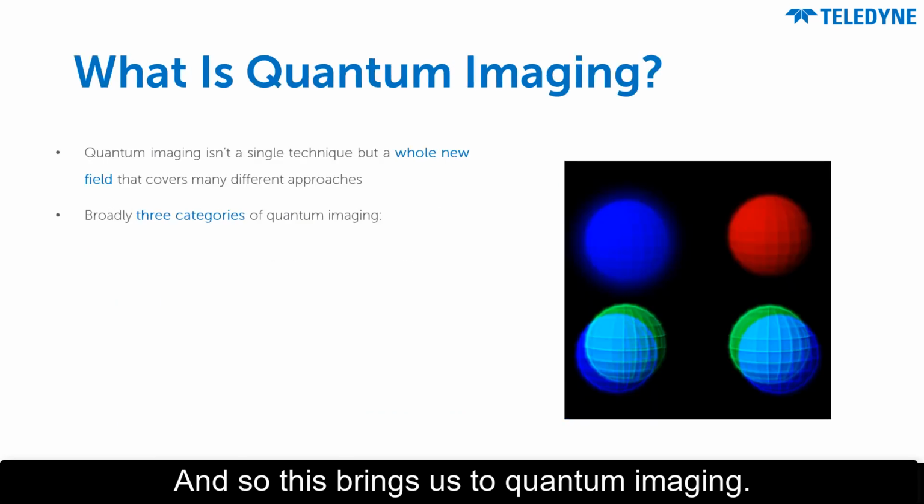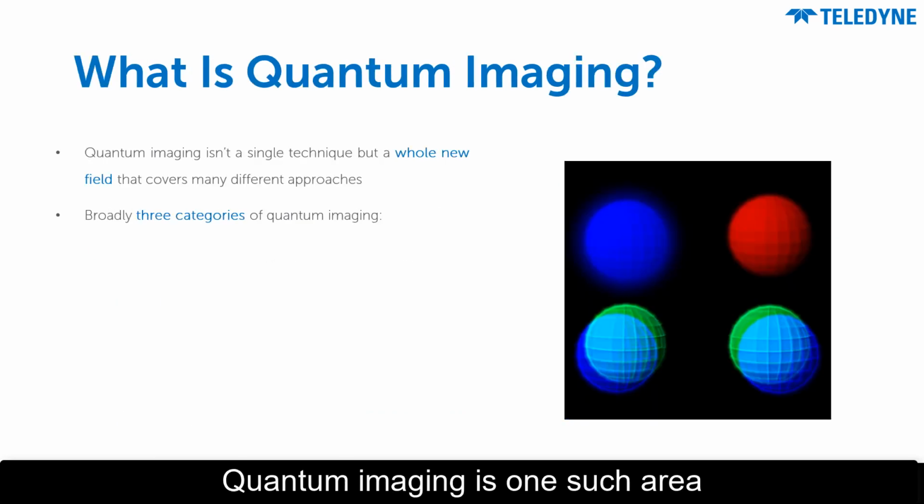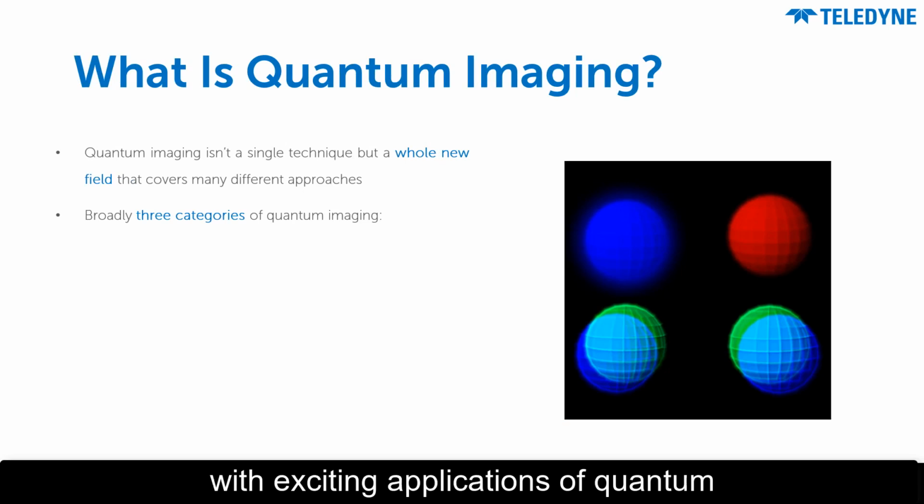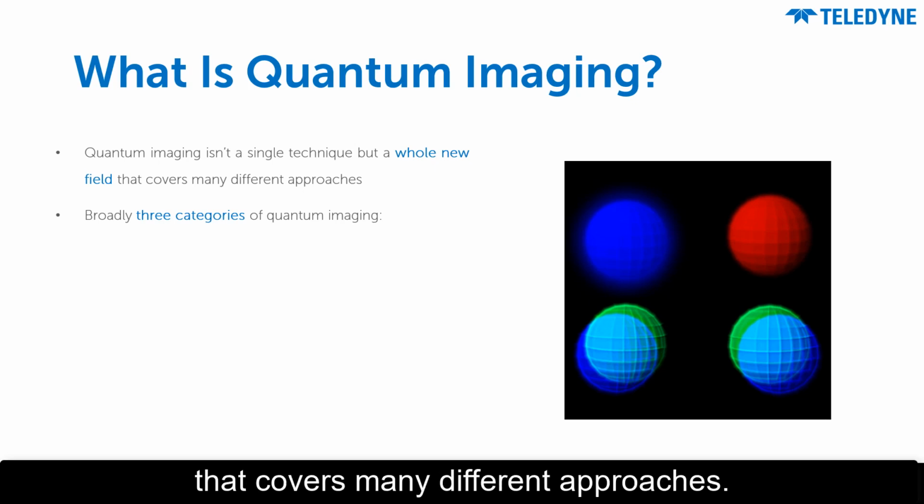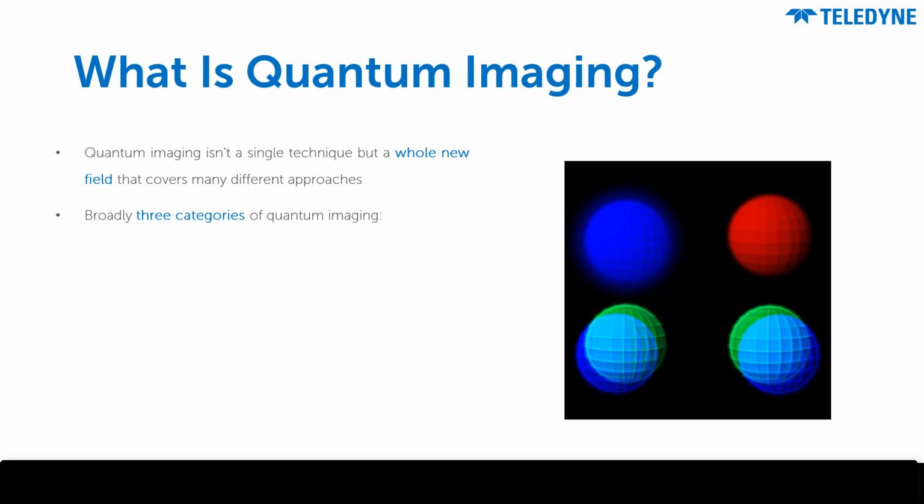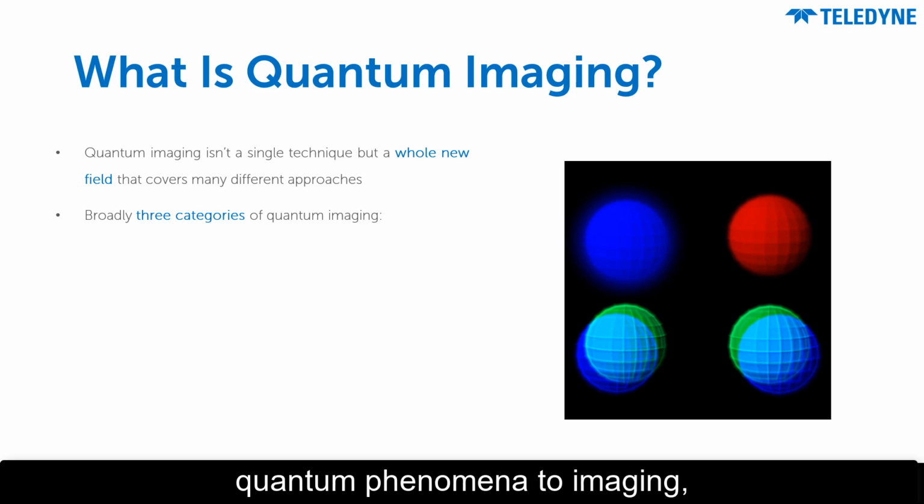And so this brings us to quantum imaging. Quantum imaging is one such area with exciting applications of quantum physics, but it isn't a single technique, it's a whole field that covers many different approaches. It all consists of applying quantum phenomena to imaging, microscopy, spectroscopy. There are broadly 3 categories of quantum imaging.